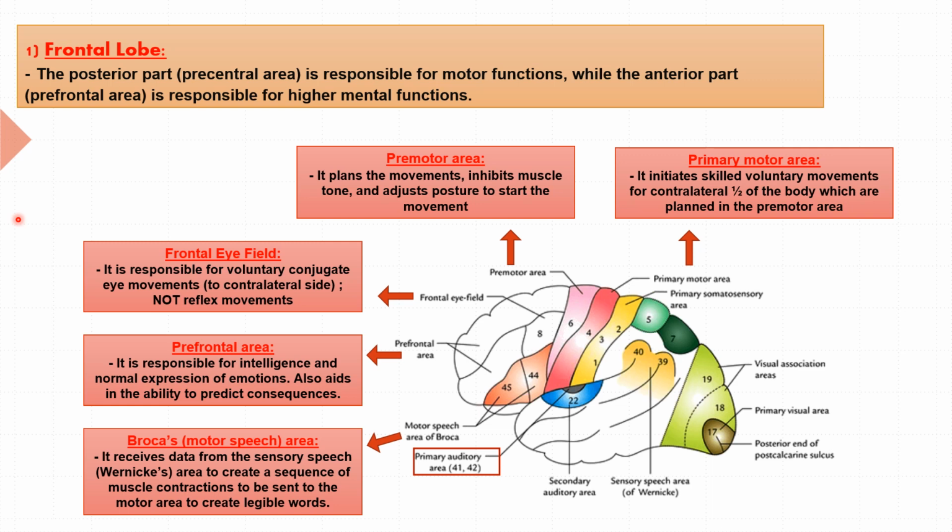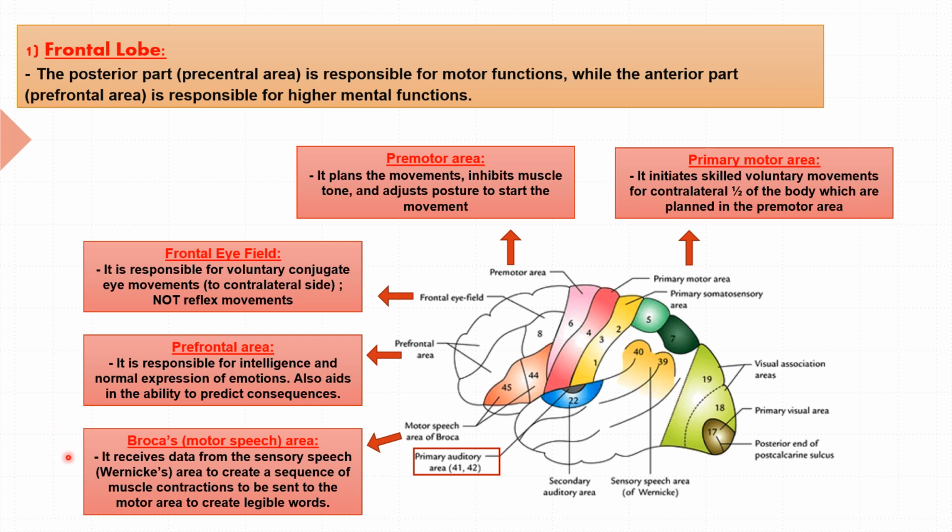So far, we've only talked about the physical functions of the frontal lobe. Now we'll mention a few mental functions. And this is mainly done by this area over here, known as the prefrontal area. The prefrontal area, as we said before, is responsible for almost all the mental functions of the frontal lobe. And these are the executive functions that we spoke about before.